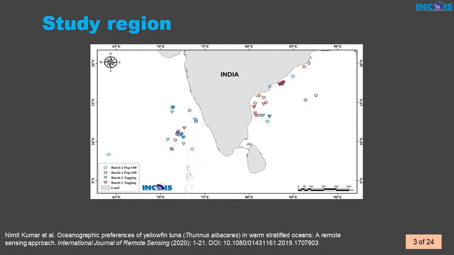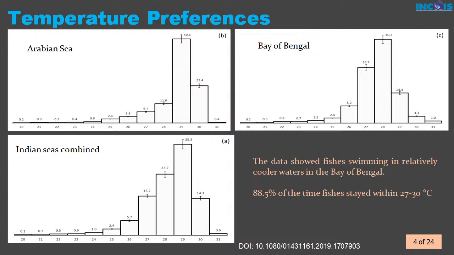There are locations plotted where the tag was detached from the fish and came to the surface and started reporting. So this also gives you the idea that the tagging was done near the coast, where all the triangles are there, downward, and the circles are where the tags actually popped off, or detached from the fish. So with that background, I will just directly come to the temperature preference.